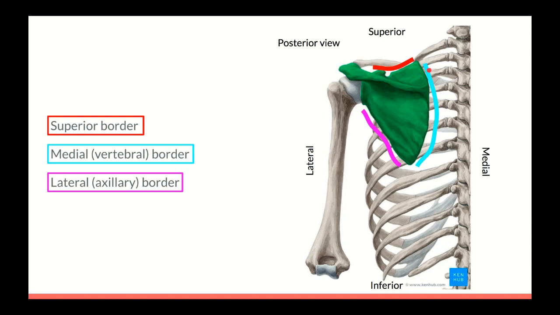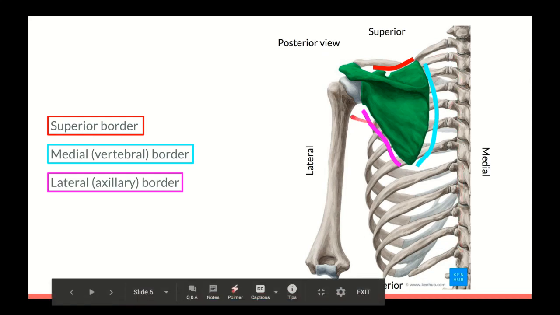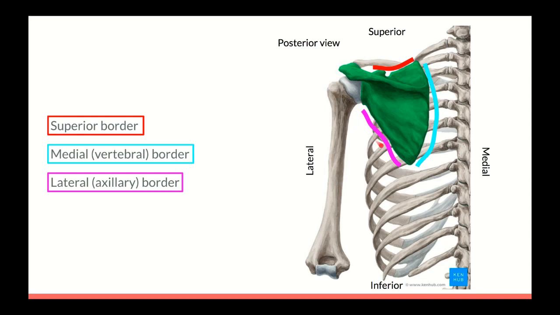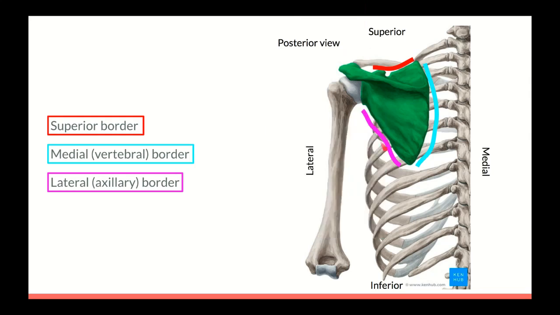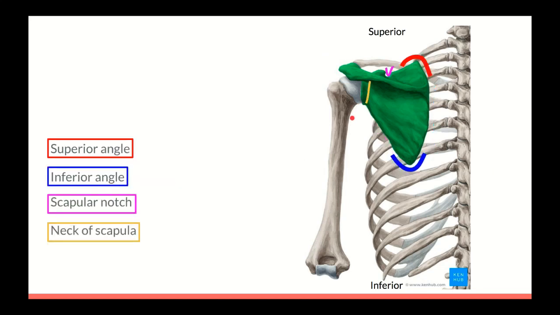Next, we have the medial or the vertebral border. That's the border closest to the vertebra or the backbone. And then finally here, we have the lateral or the axillary border. Remember, axilla is referring to the armpit, so it makes sense that the lateral or axillary border would be the border closest to the armpit. Okay. Then we have a couple of angles and a couple of other little terms to know. The superior angle, again, just know your directional terms, and then the inferior angle down here.